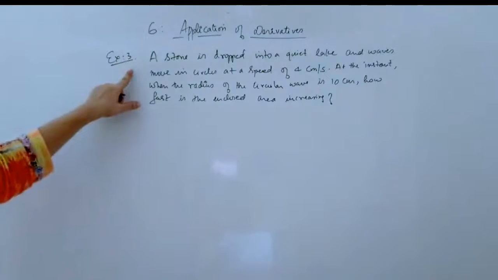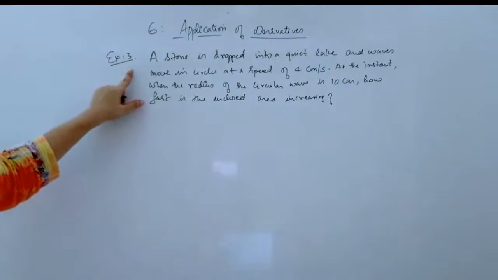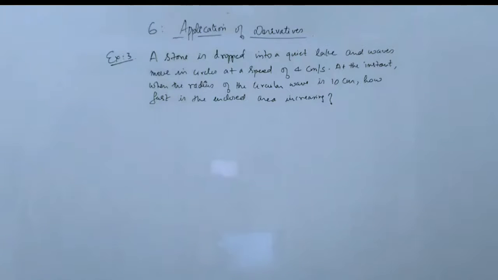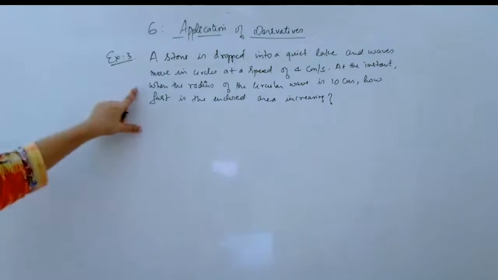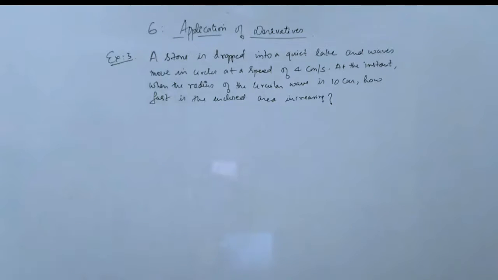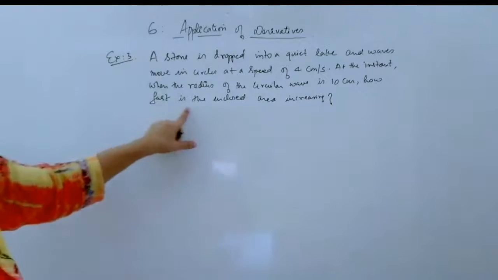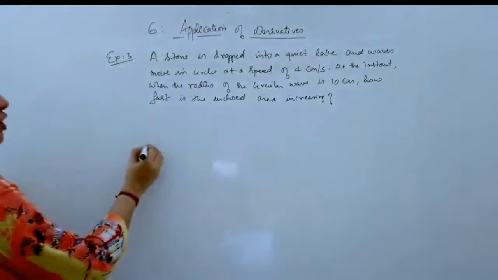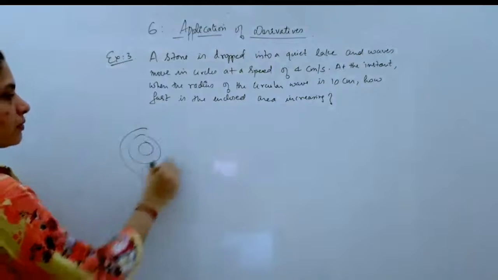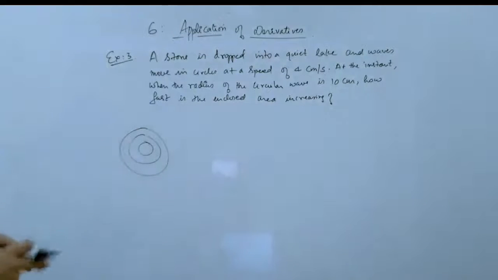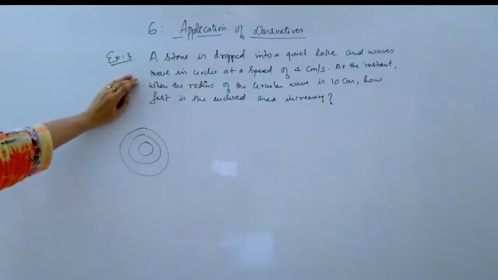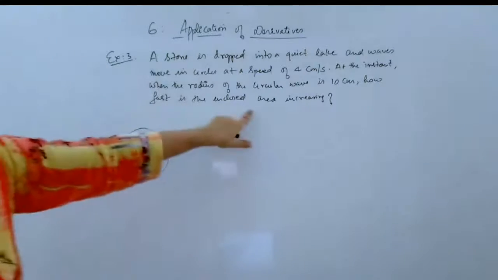The question is, a stone is dropped into a quiet lake and waves move in circles at a speed of 4 centimeter per second. At the instant when the radius of the circular wave is 10 centimeter, how fast is the enclosed area increasing? So again, when the stone is dropped, the lake will form waves like in circular shape, so that you have to consider the area of the circle here.